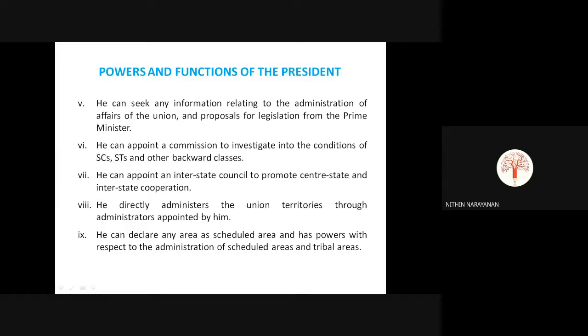So there will be directly a representative of the president. That is, they will be appointed by the president. Otherwise, these union territories are controlled by the president through his agents. So these administrators act as agents of the president. And also he can declare any area as a scheduled area and has power with respect to the administration of scheduled areas and tribal areas. So regarding these issues, he has direct powers to issue orders.